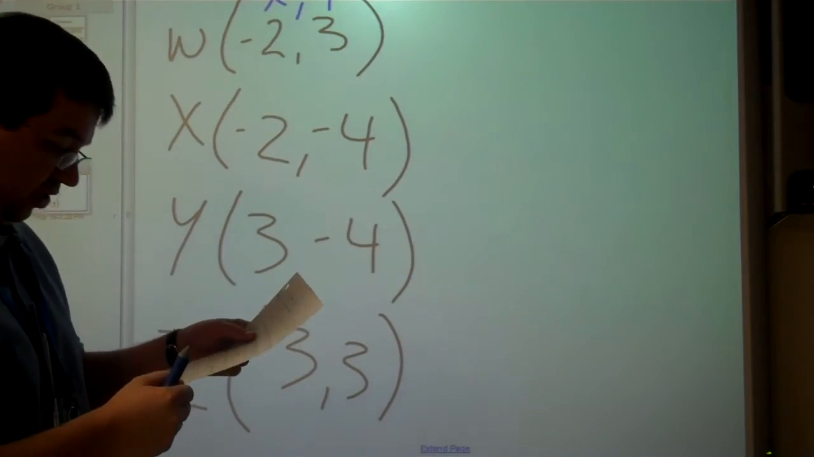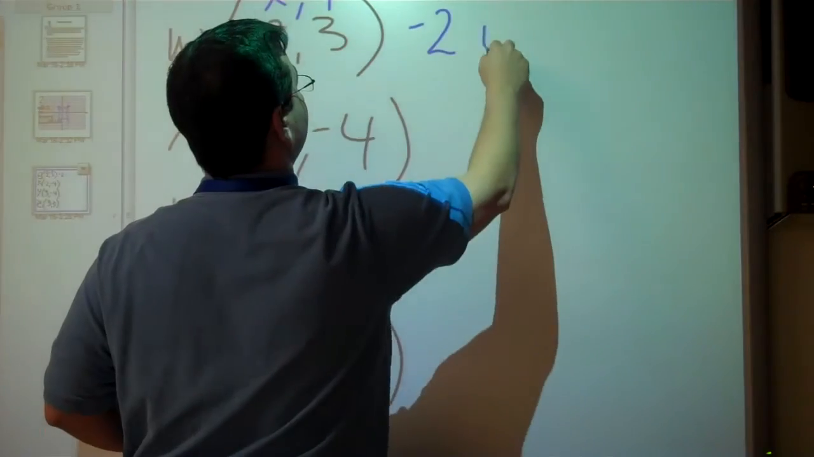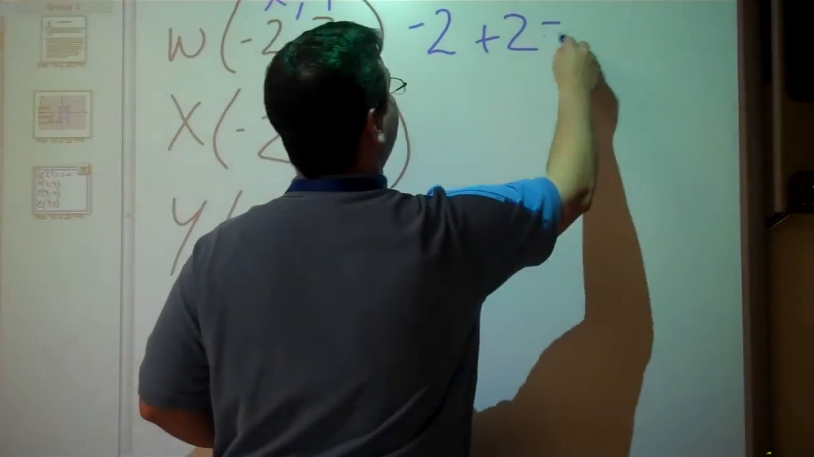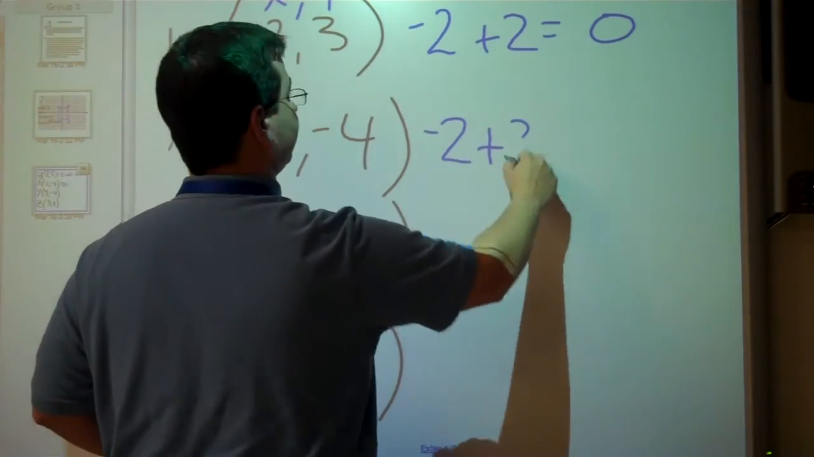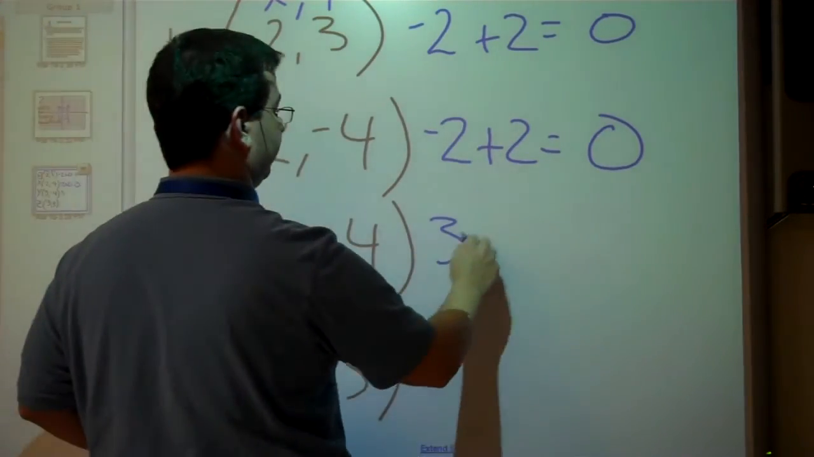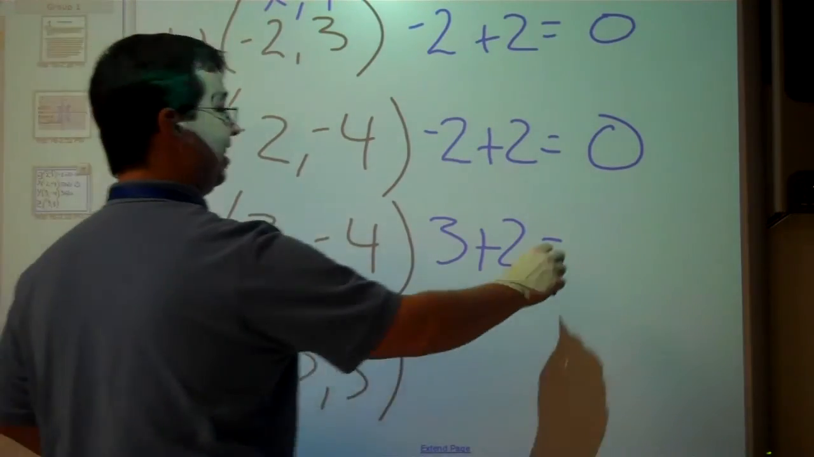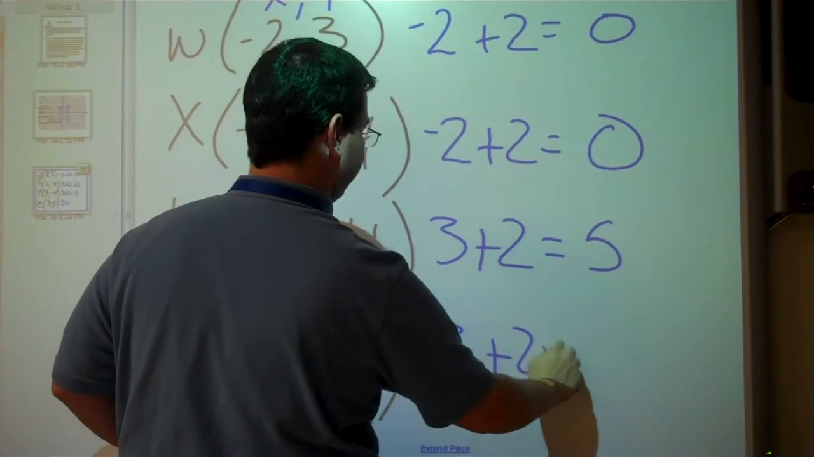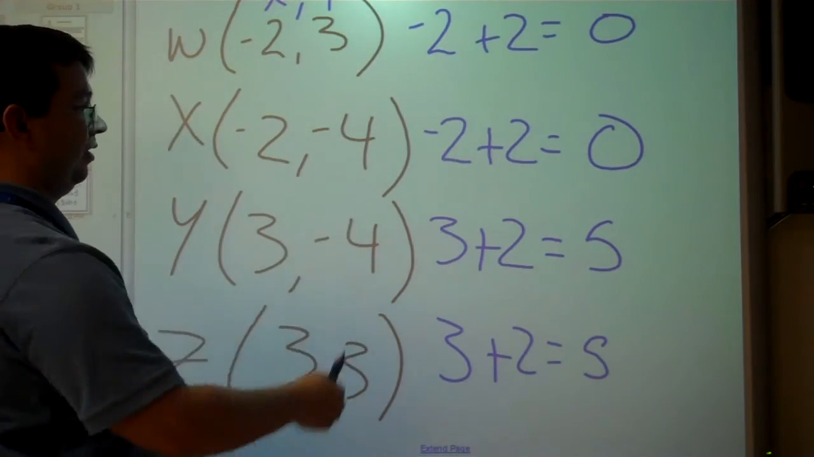So if I add 2 to each one, what's -2 plus 2? Yeah, it's going to be 0. What if so you have -2 plus 2, that's going to be 0 as well. What's 3 plus 2? Please say 5. Okay? Not 6, it's 5. And then, once again, the same thing. 3 plus 2 is 5. So, everything went up twice.